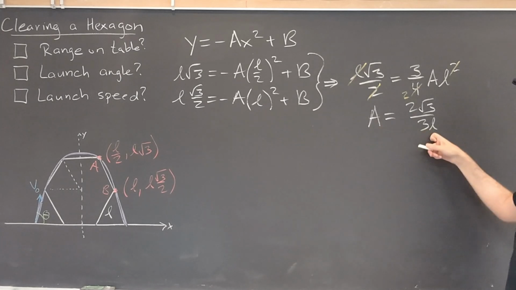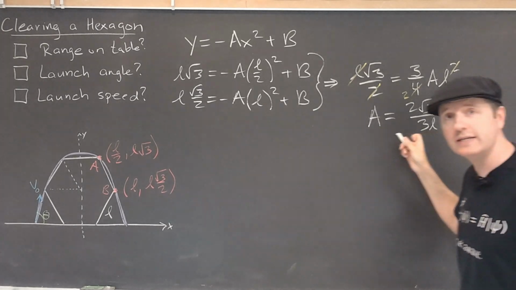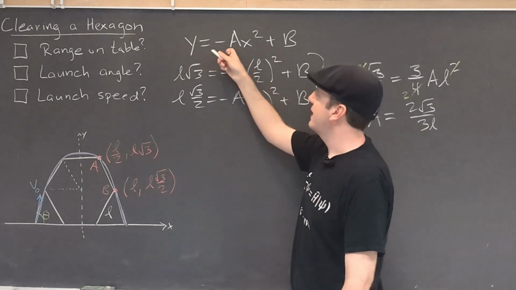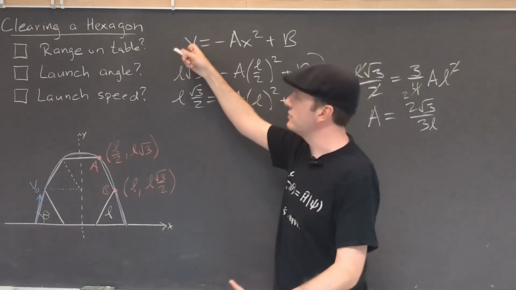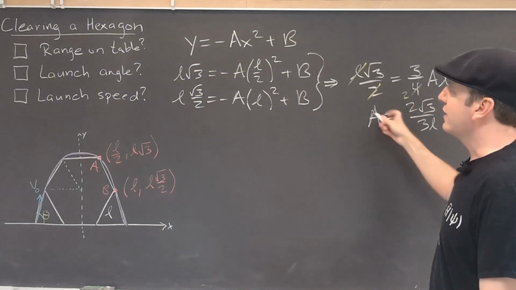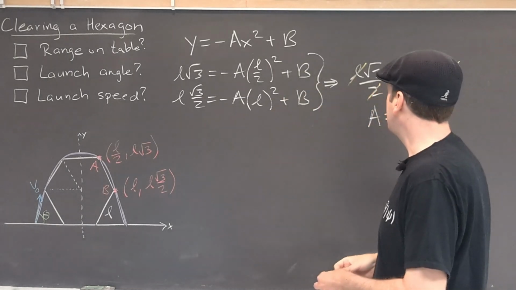We can check that this makes sense dimensionally. Notice that since A is 1 over a length, and I plug that in here, multiply that by a length squared, we do get a length. So everything does check out. That's nice. Once I have A, I can go back to either of these and find out what B is.